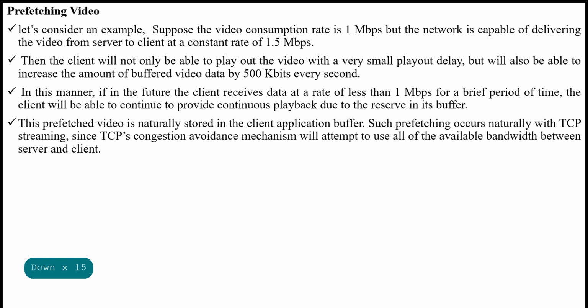And this prefetched video is naturally stored in the client application buffer. Such prefetching occurs naturally with TCP streaming, since TCP's congestion avoidance mechanism will attempt to use all of the available bandwidth between server and client.